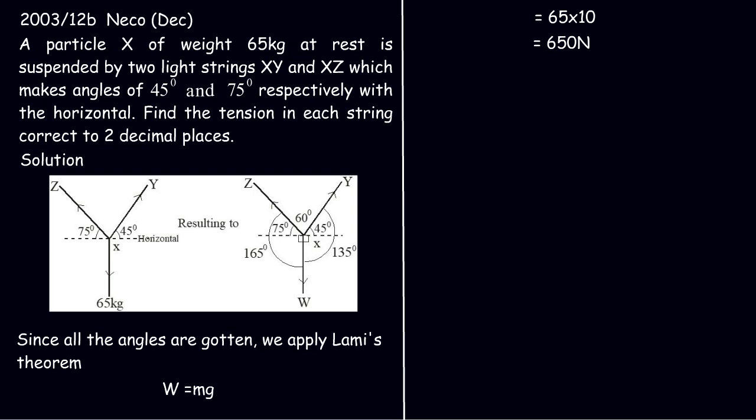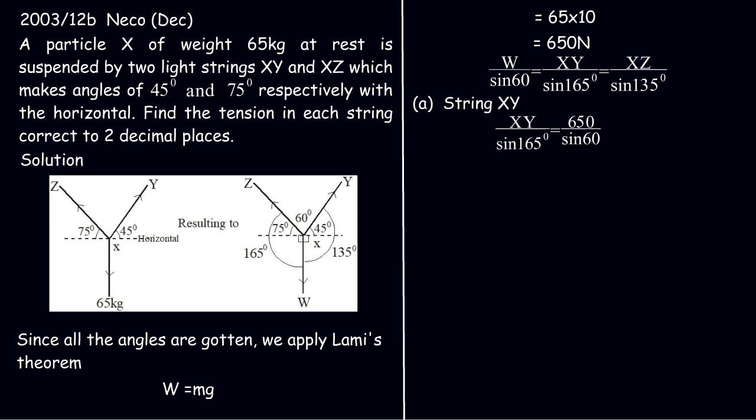Recall, using Lami's theorem, W over sine 60 will be equal to SY divided by sine 165, which will be equal to SZ divided by sine 135. Now for the first part of our question, the tension of the string SY: SY divided by sine 165 will be equal to 650 divided by sine 60. Cross multiplying, SY will be equal to 650 sine 165 divided by sine 60, which is 168.23 divided by 0.8660, which is approximately 194.26 Newton.